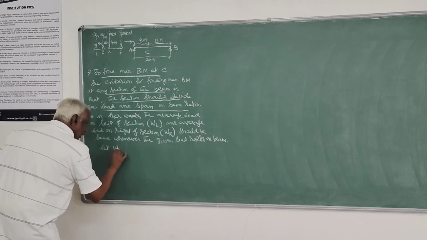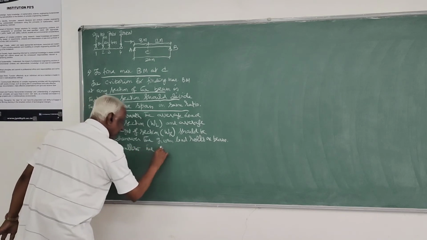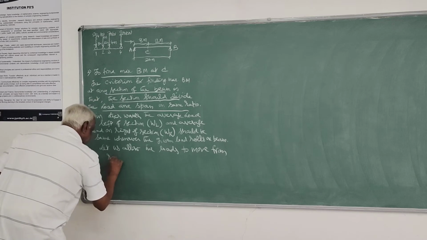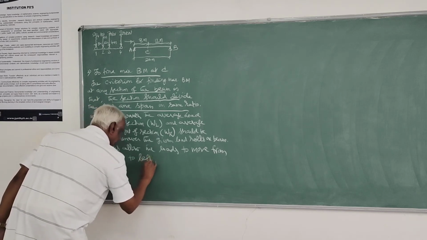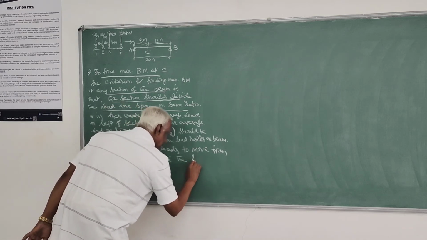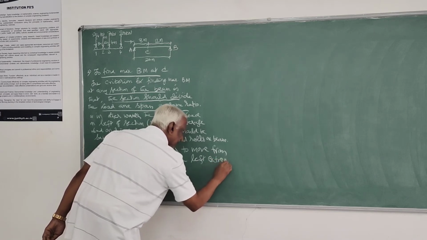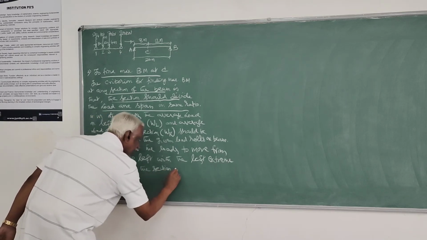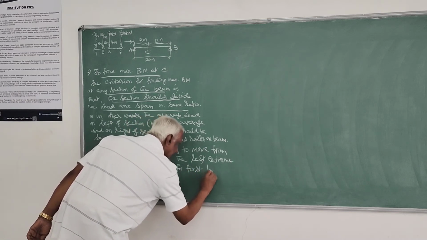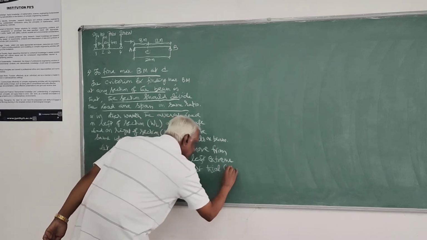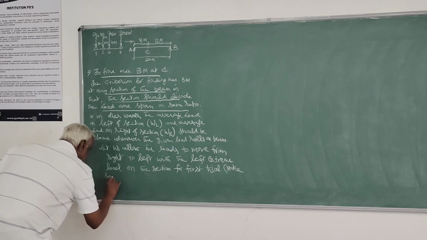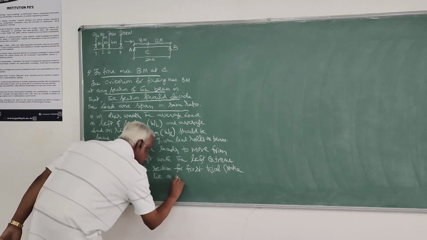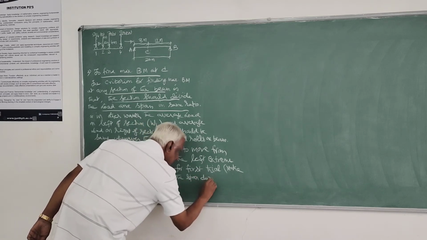So let us allow the loads to move from right to left, with the left extreme load on the section for the first trial, and make sure, in brackets you can say, make sure all loads lie on the span during the first trial.